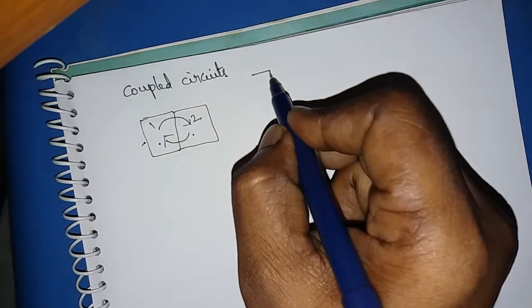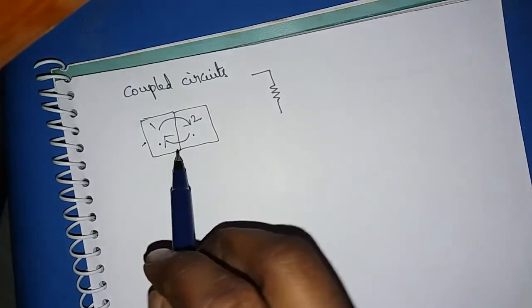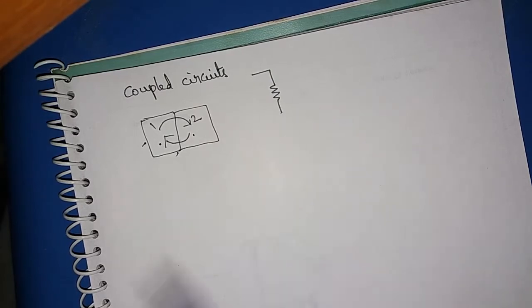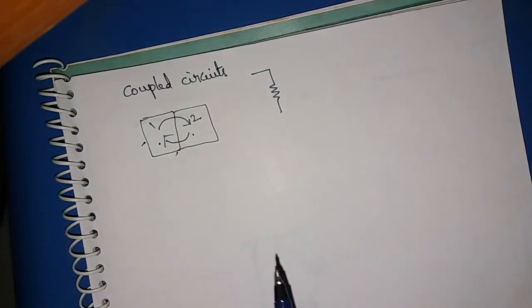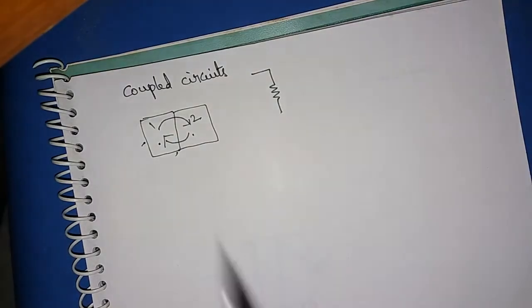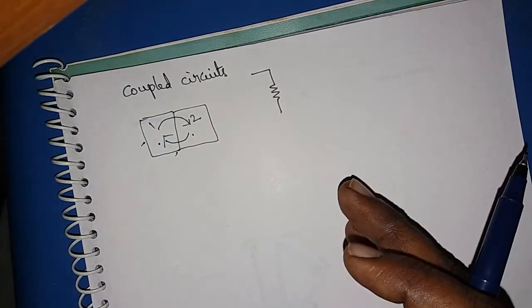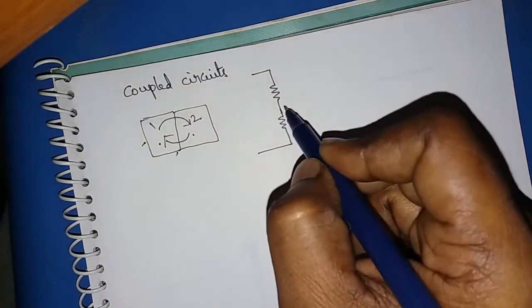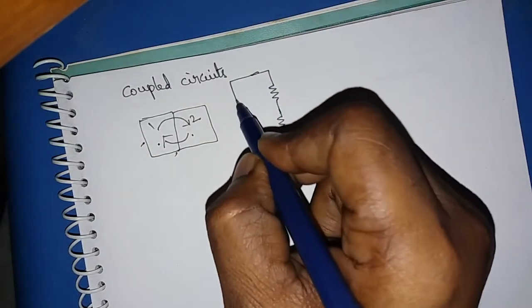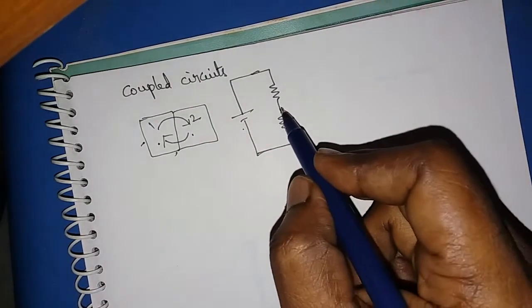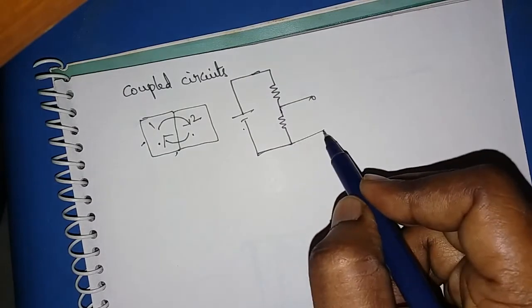I will give some examples. This coupling may be conductive coupling or magnetic coupling. Magnetic coupling may exist together with conductive coupling, or only inductive coupling may exist. Now I will show one example. I apply the voltage like this, and let this be the output terminal.